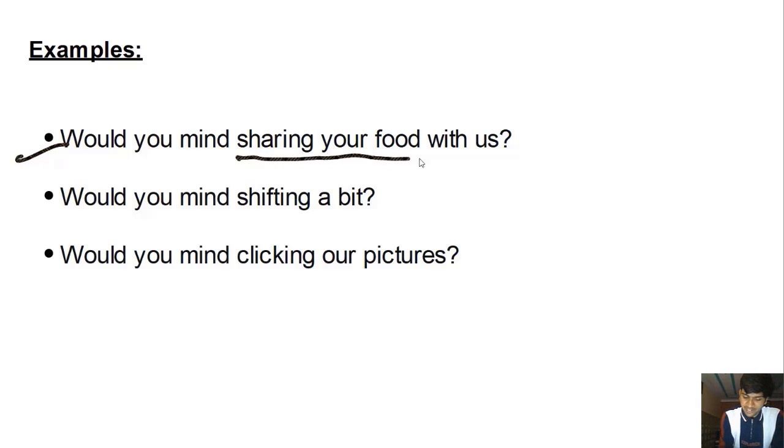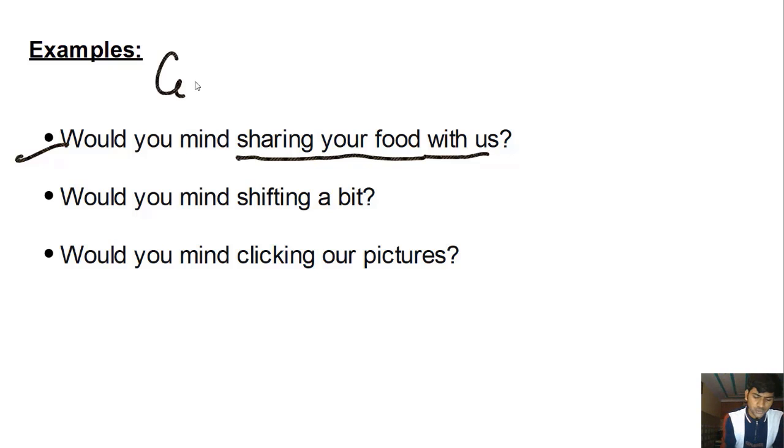Would you mind sharing your food with us? We want you to share your food with us, so we are basically requesting that, and we are also checking if doing this is a problem with you. So, would you mind sharing your food with us?